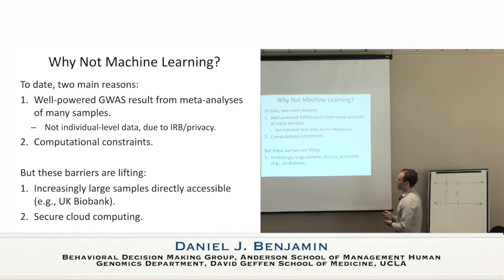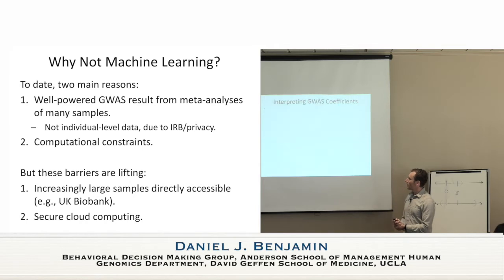Okay, so I think there are reasons why we might expect to see some more machine learning approaches in the coming years because these barriers are lifting. There are now increasingly large samples where you do have access to individual level data, like the UK Biobank, and there are cloud computing solutions that allow you to do things securely and on a large scale. But this hasn't been explored very much yet.